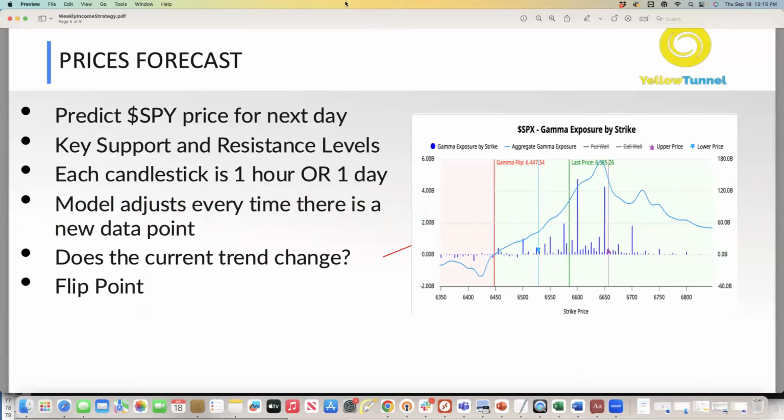Any questions? Let me see if there's any questions so far. Keith, anything to add on 0-day expiration options, support resistance levels?